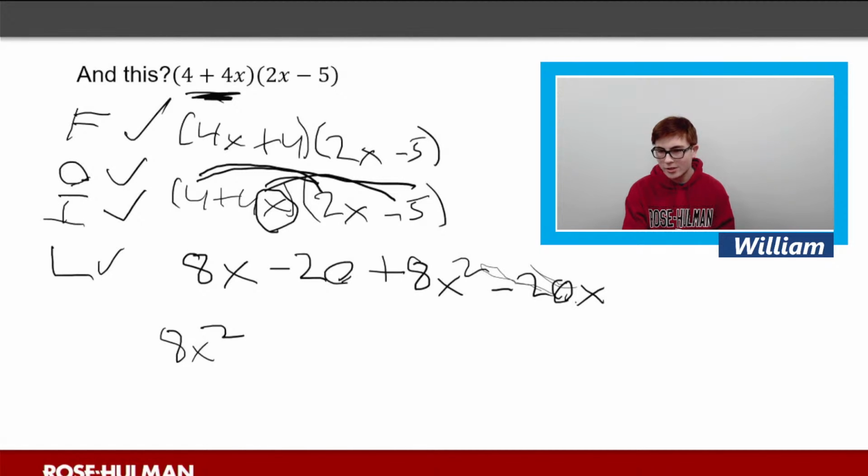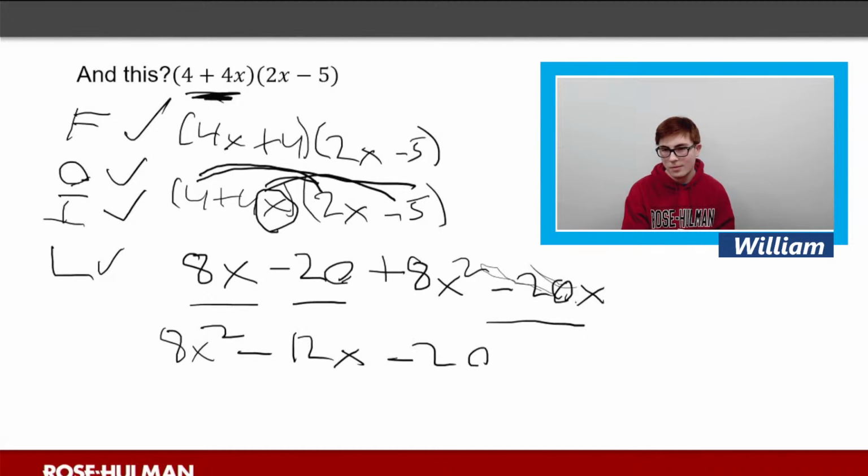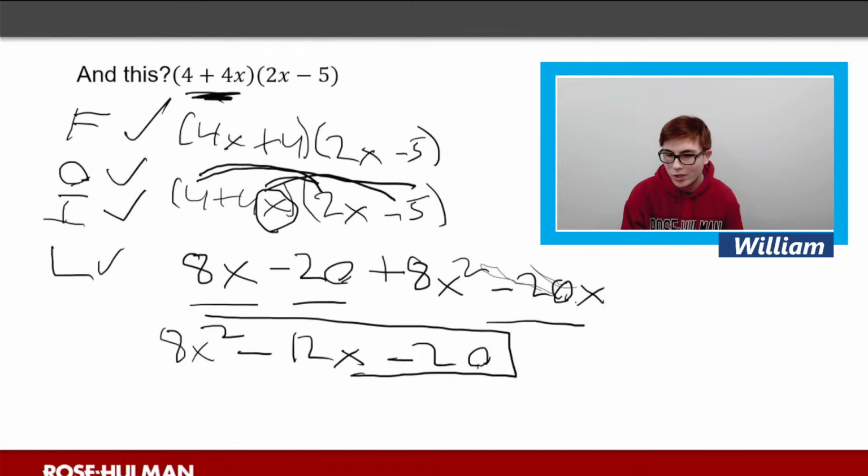So I'm looking for x terms, and I see I've got a negative 20x and a positive 8x. Negative 20 plus 8 is negative 12. So I've got a negative 12x as a term here if we combine those. And then I'm looking for a term without any x's, and we've just got the negative 20. So there we go. We have a negative 20 at the very end, and our final answer is 8x squared minus 12x minus 20.